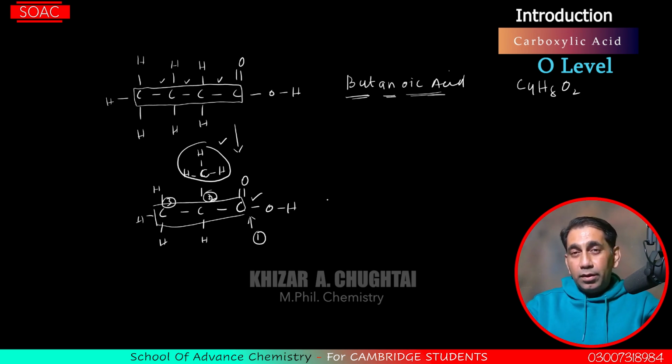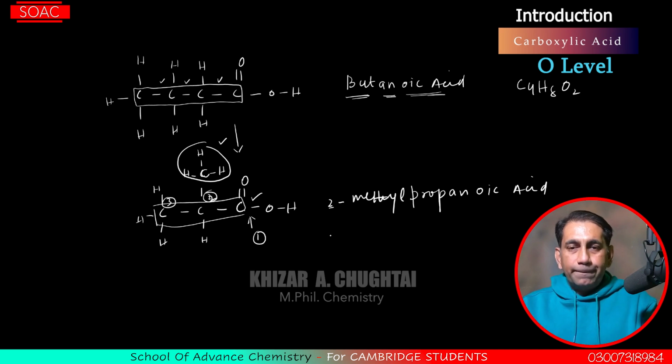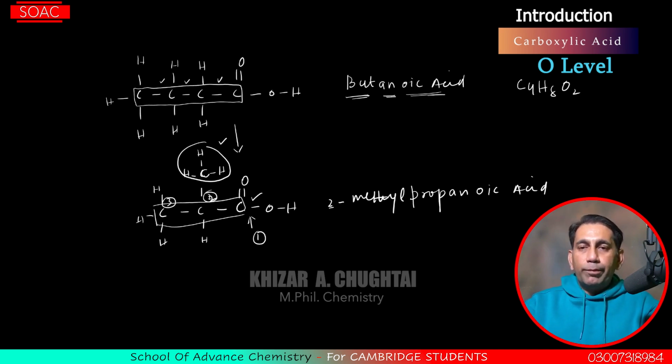First of all, the position of branch, 2, then hyphen, then the name of branch, methyl, 2-methyl, then the name of longest chain. 3 carbons are over here. So I will write prop, and in for all carbon-carbon single bonds are over here, and I'm going to add oic acid. So its name is 2-methyl propanoic acid.